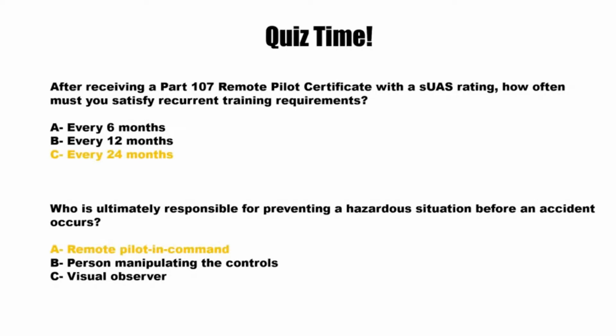Okay, here are the answers. So once you earn your Part 107, you have to get recurrent every 2 years or every 24 calendar months. And the remote pilot in command is always responsible for everything that happens during a commercial drone operation.